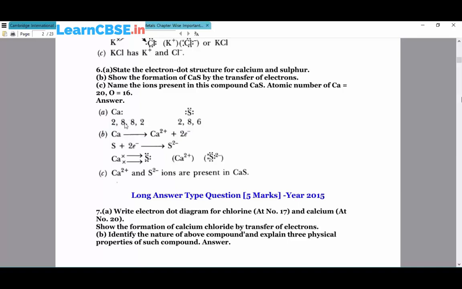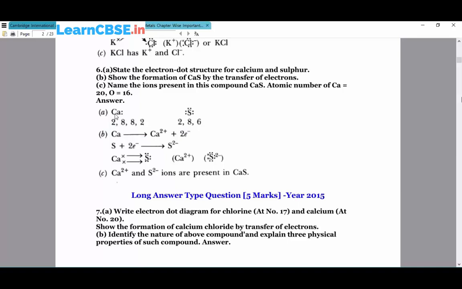So the calcium, 2, 8, 8, 2. The atomic number is 20. We place 2 electrons in the first shell, 8 electrons in the second shell, 8 electrons in the third shell, and 2 electrons in the fourth shell. The sulfur has atomic number 16, so there are 16 electrons in total: 2 electrons in the first shell, 8 in the second, and 6 in the third shell.